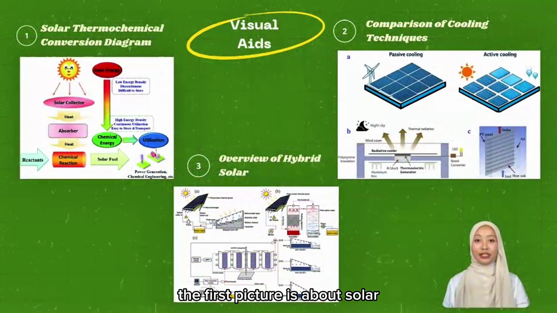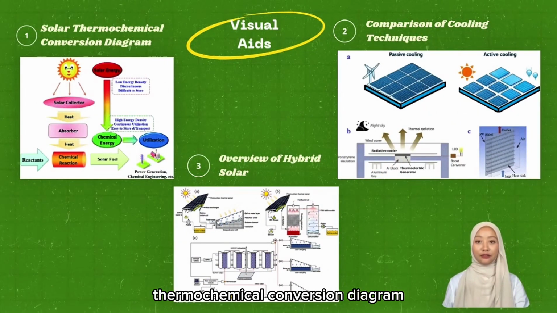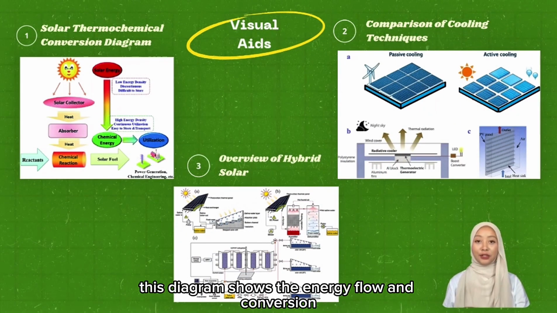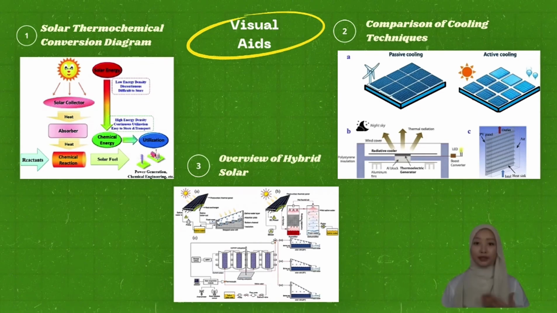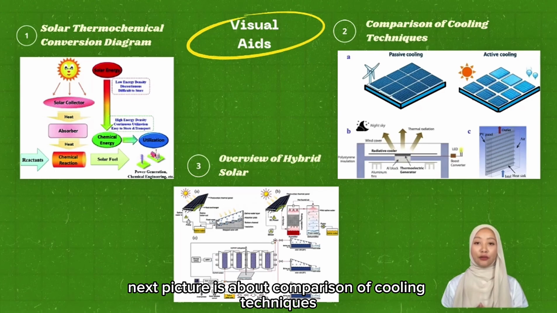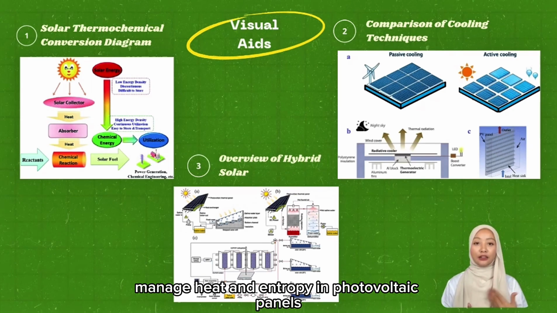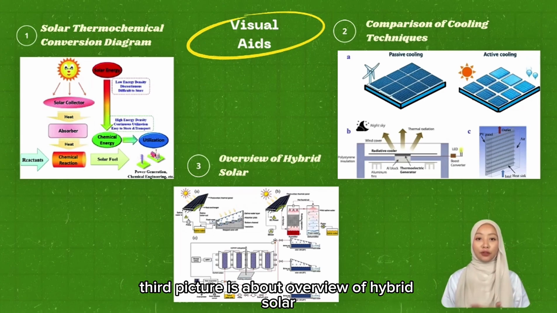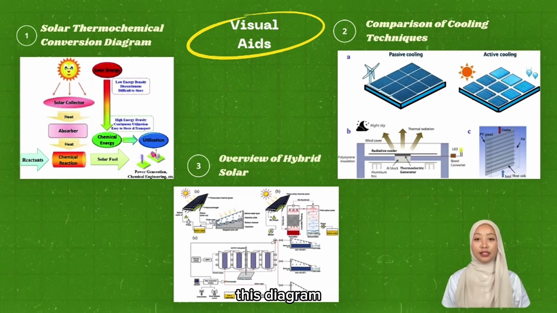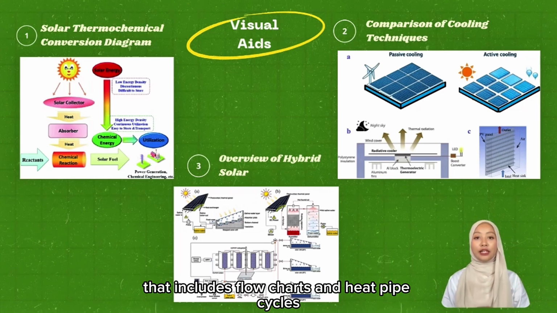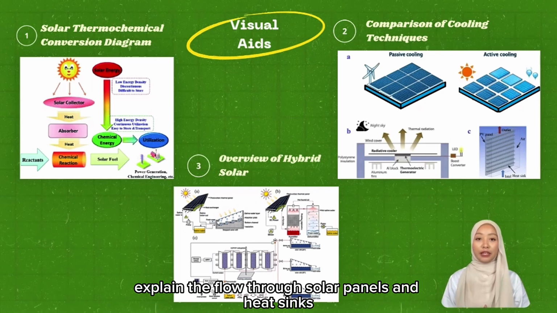The first picture is about a solar thermochemical conversion diagram. This diagram shows the energy flow and conversion in solar fuel systems. Next picture is about a comparison of cooling techniques. This diagram shows how the passive or active methods manage heat and entropy in photovoltaic panels. Third picture is about an overview of hybrid solar. This diagram, which includes flowcharts and heat pipe cycles, explains the flow through solar panels and heat sinks.